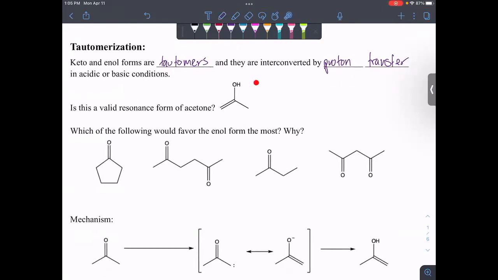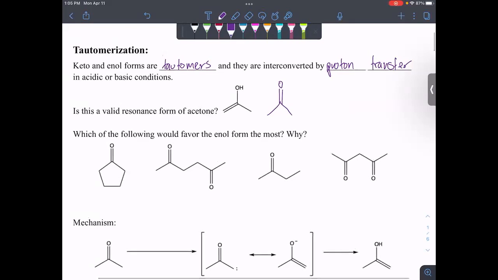Okay, so now we have this enol. And I'm asking, is it a valid resonance form of acetone? And acetone looks like this. Yeah, so the proton moves, which means it's a tautomer, and proton transfer is not resonance. That's like its own thing. So tautomerization is not the same thing as resonance. That's important.